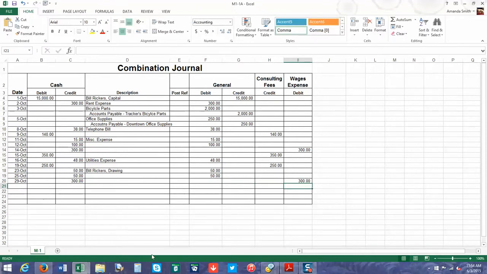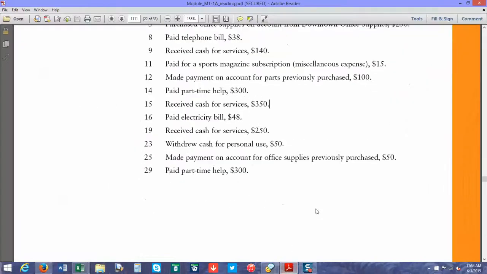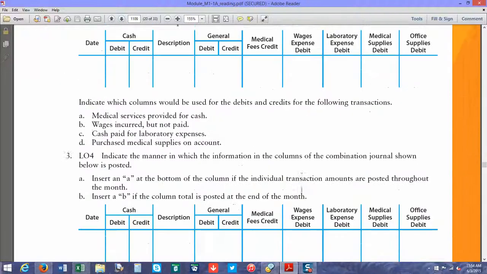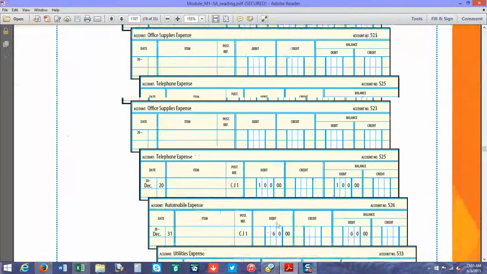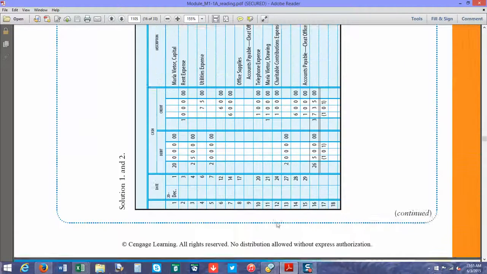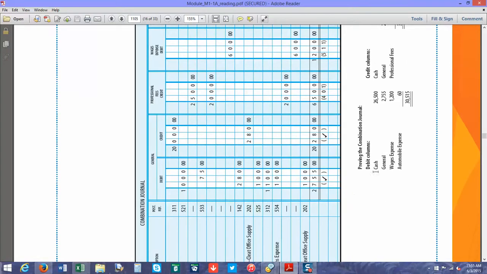Okay, and that is all you would have to do for the homework. You would also need to make sure that you total the columns to make sure your amounts come out correct. To prove it, you're going to go back to the demonstration problem. At the bottom of their chart, they show you how to prove the debits equal the credits. So you would need to do that.